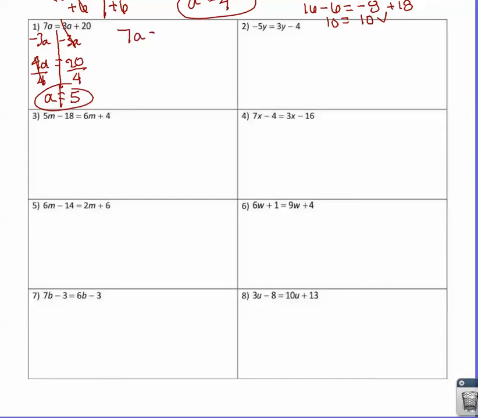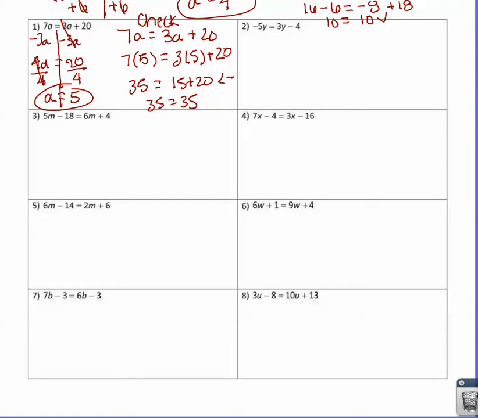And again, check your answer. You're going to be expected to check your answer. Write down the original problem again, but instead of your a's, you're going to substitute with what you got as a result, which in this case is a 5. 7 times 5 is 35. 3 times 5 is 15, plus 20 is 35. Do not stop on this step here. Okay, you must get to the reflexive property step where it is a number equals a number.